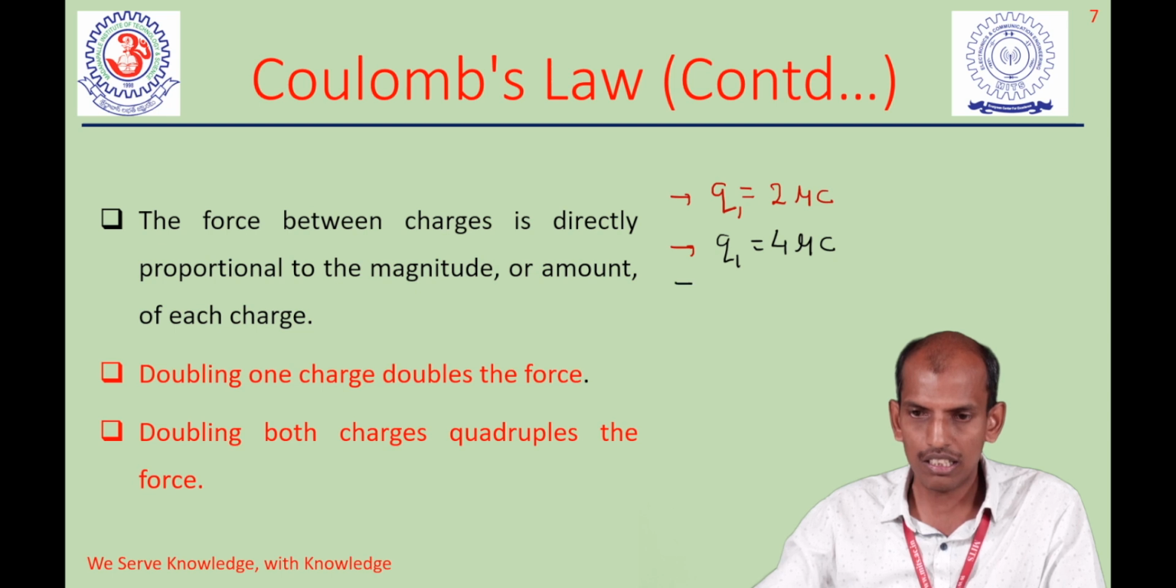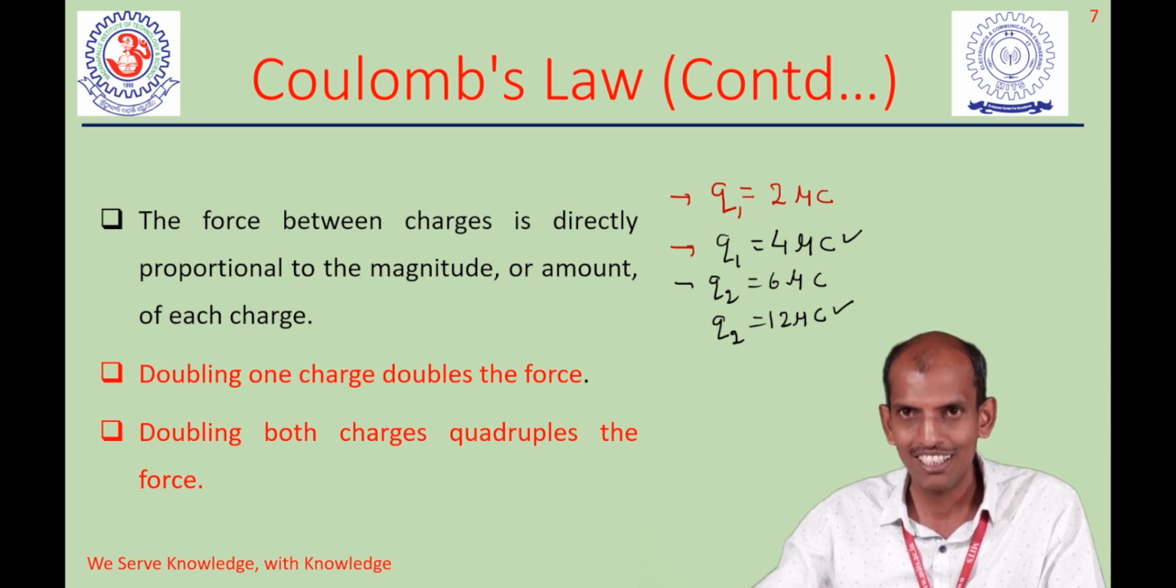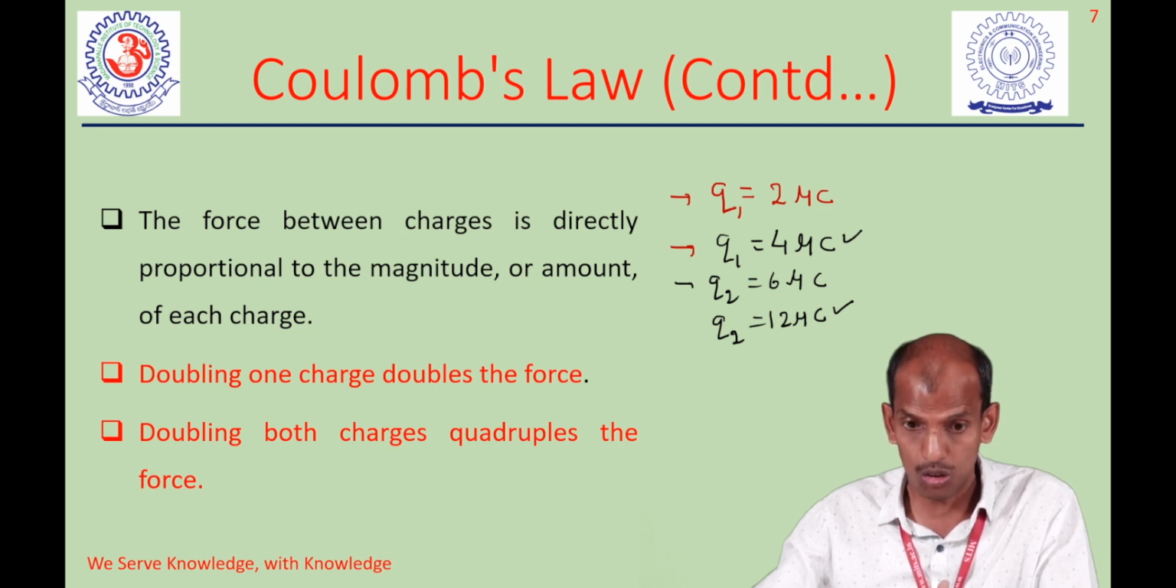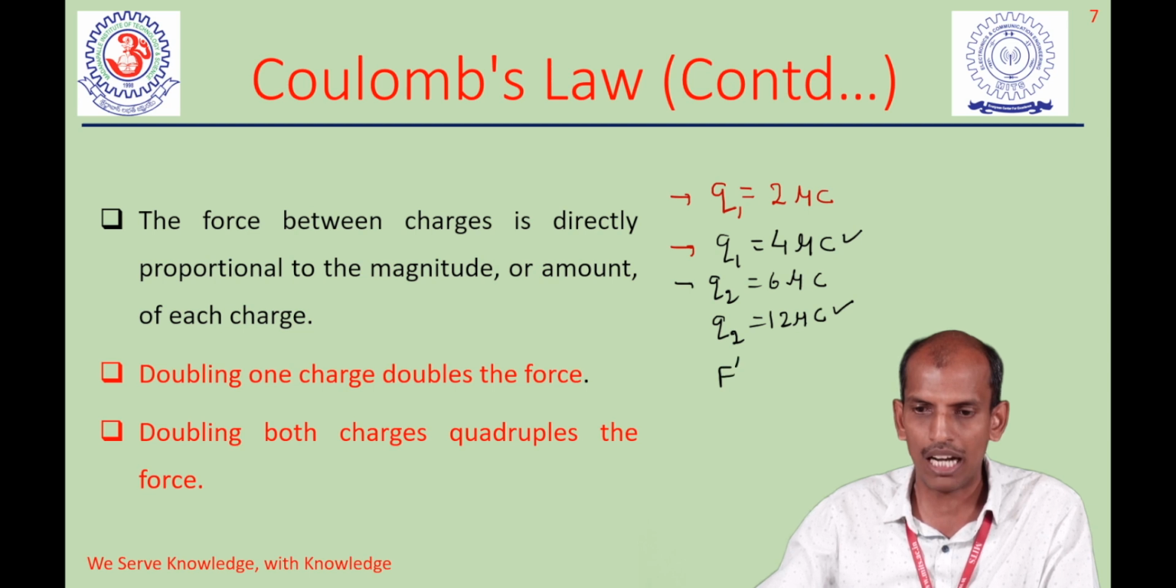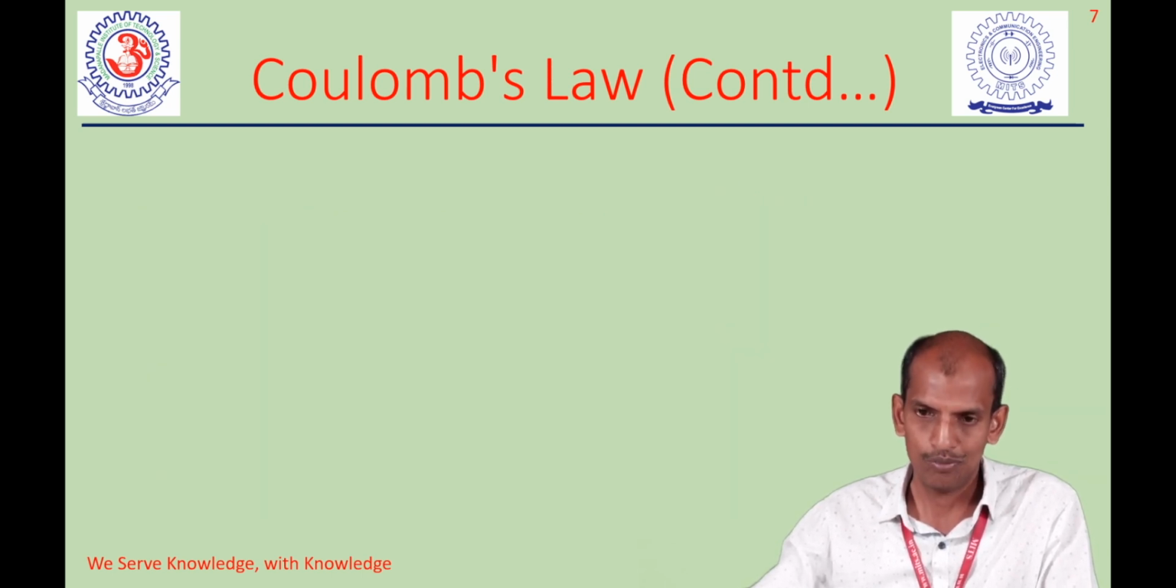Suppose somebody says that Q2 is 6 microcoulomb. I make it double, I make it 12 microcoulomb. So now Q1 is 4 microcoulomb, Q2 is 12 microcoulomb. Q1 has been doubled, Q2 has been doubled. So what will be the final effect on the force? Give a pause, think of it for a moment. It's very easy. The new force F prime will become 4 times the original force, because you have doubled both Q1 and Q2. So like this, Coulomb's law behaves.